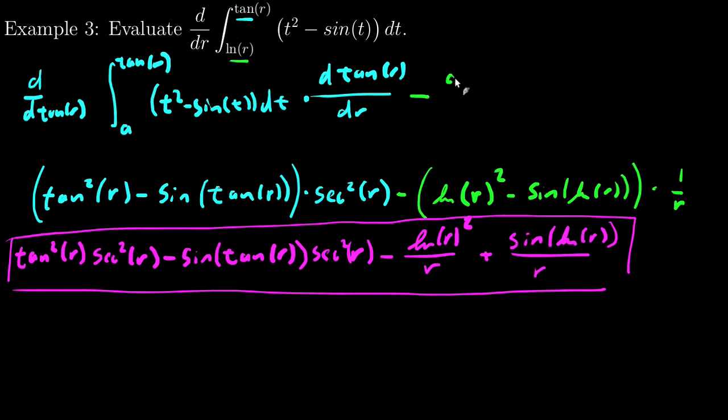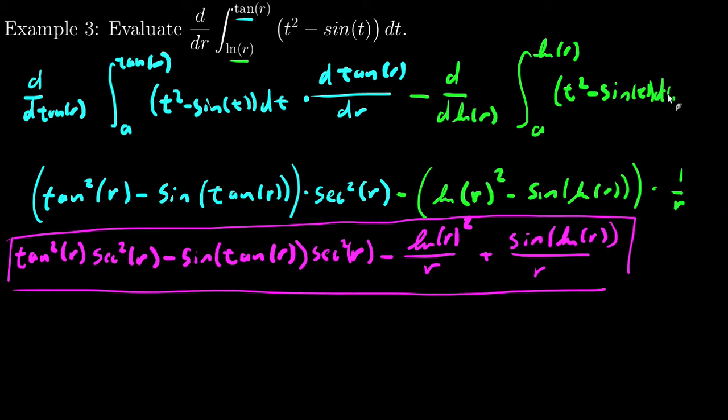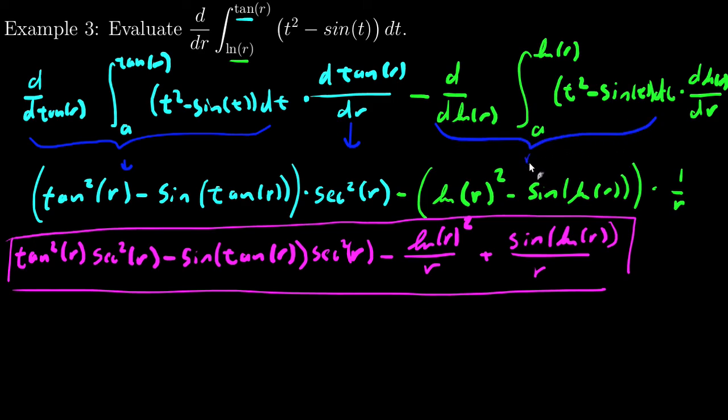I subtract by the derivative with respect to the natural log of r of the integral from that constant to natural log of r of t squared minus sine t dt. And then to take care of changing this, I have to multiply using chain rule the derivative of the natural log of r with respect to r. And that gives me all the pieces. So this here gives me that. This gives me this. This here gives me that. And this gives me this.